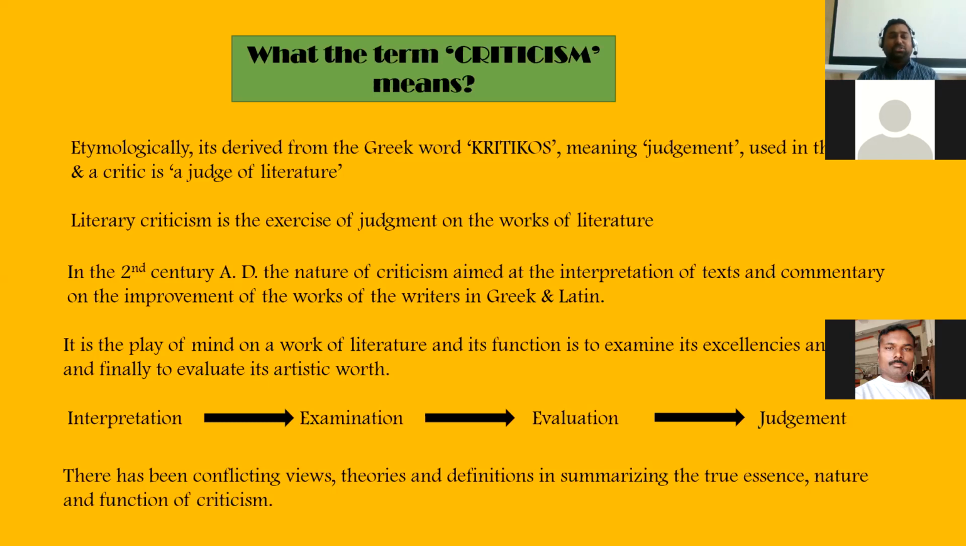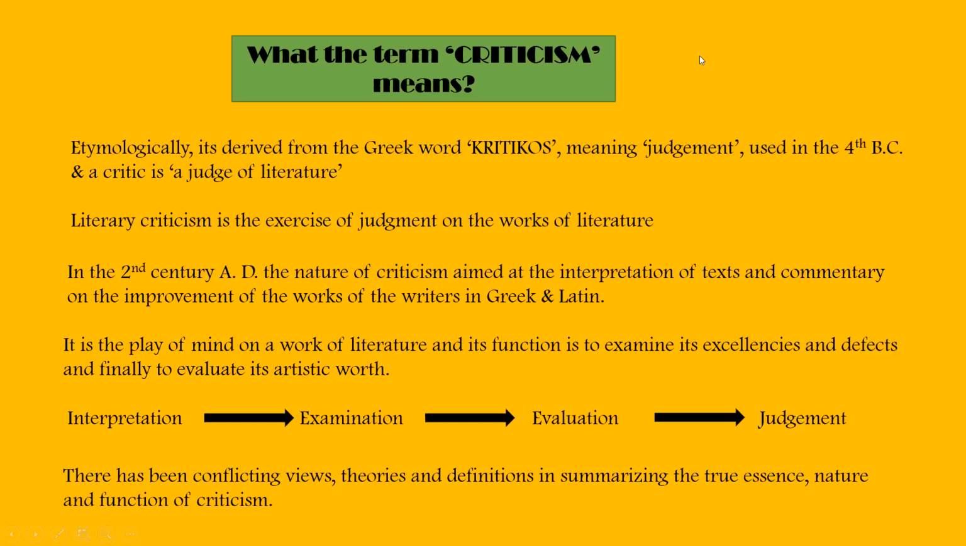Fine. In the second century, the nature of criticism aimed at interpretation of texts and commentary on the improvement of the works of writers in Greek and Latin. So somehow the nature of criticism gradually widens. Initially, it was restricted only to judgment. Later, when it came to the second century AD, the nature of criticism started aiming not only at judgment, rather it deepened and started aiming at the interpretation of text.